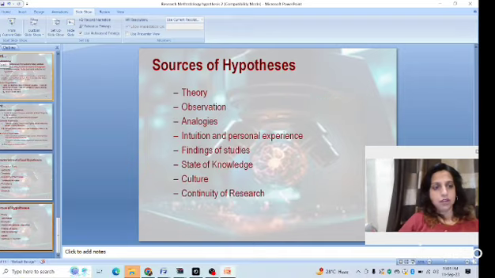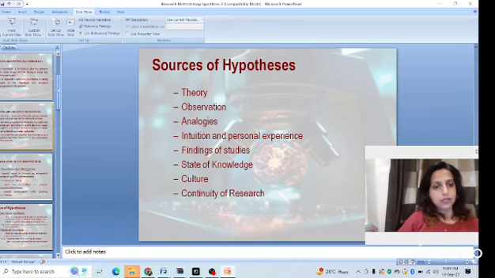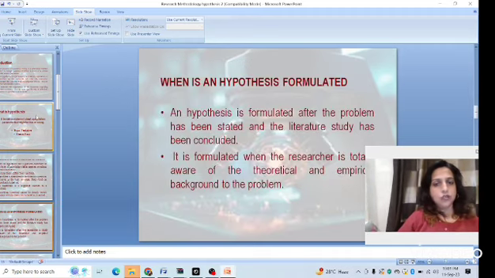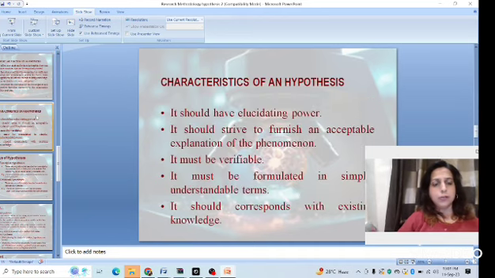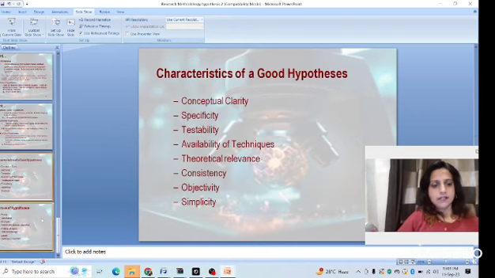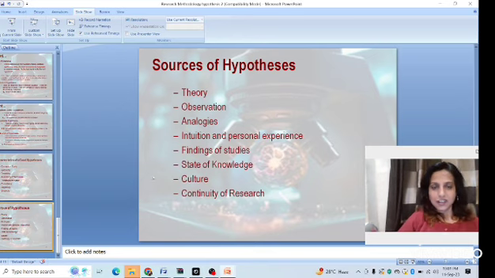So what we have learned about the types of hypothesis with certain examples. We have seen the hypothesis statement, and also why we need a hypothesis in a study. Characteristics and sources. Thank you very much.